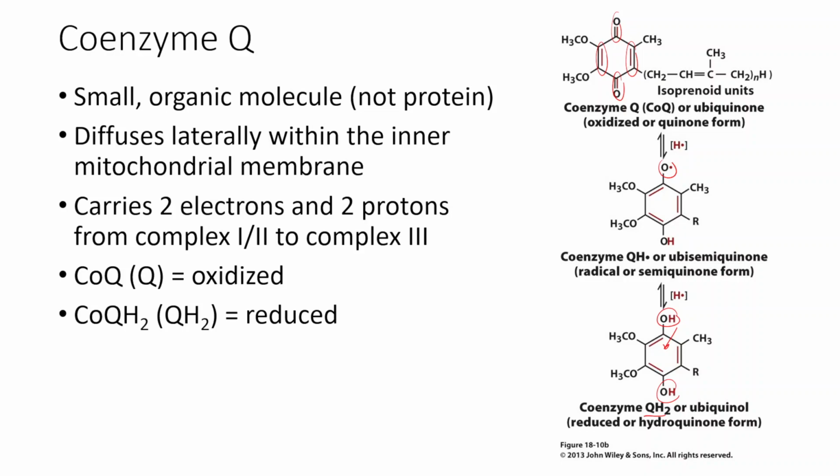So coenzyme Q itself exists within the inner mitochondrial membrane, and it can diffuse laterally within the membrane. What it does is carry 2 electrons and 2 protons from complex 1 and complex 2 over to complex 3. And just to review, coenzyme Q, or Q itself, is the oxidized form, and coenzyme QH2, or QH2, is how it's written in the reduced form. And then you can see over here how it is written in the radical or semiquinone form.